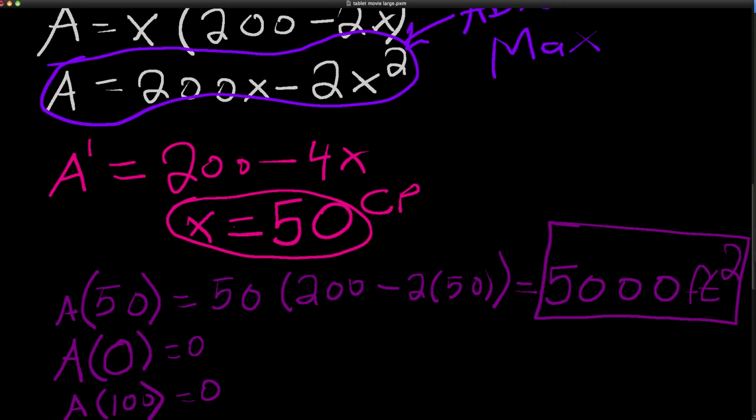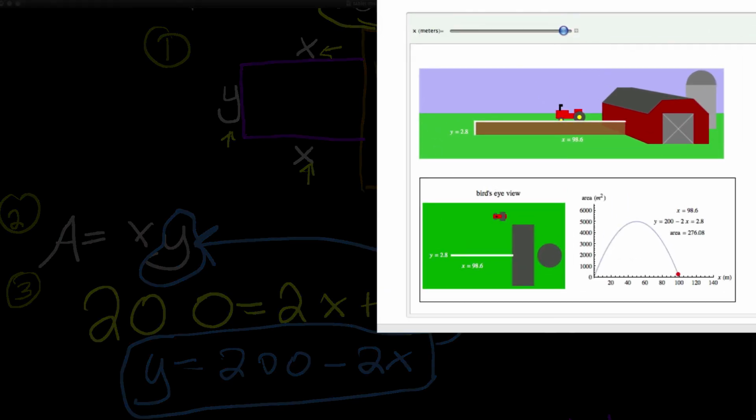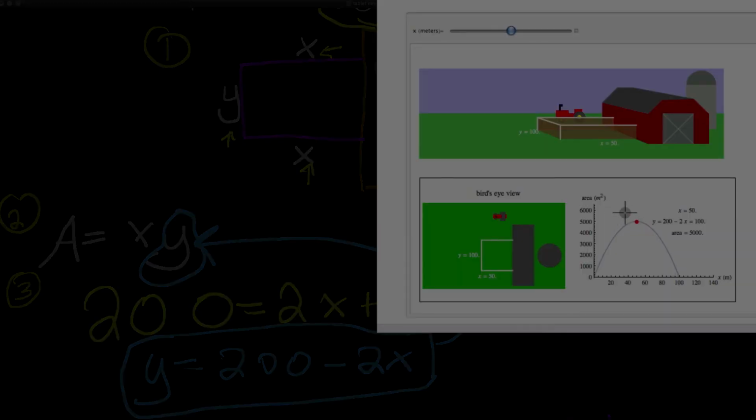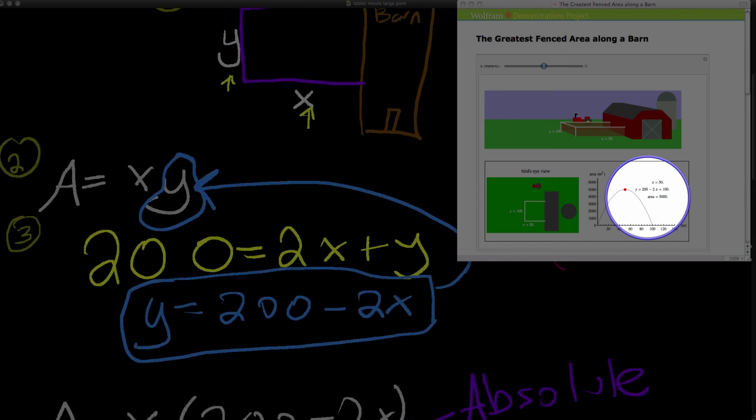And that's the basic idea for all of the optimization problems. Let's go back and make x equal to 50. Let's take a look right there, see? That's the spot right there, 50, that's the maximum. And this upside down parabola is basically the area function that you created.